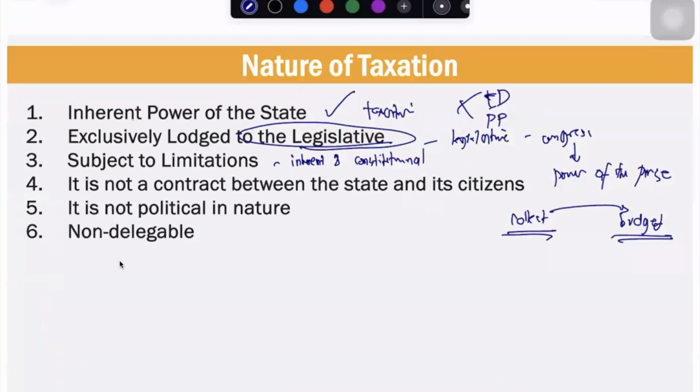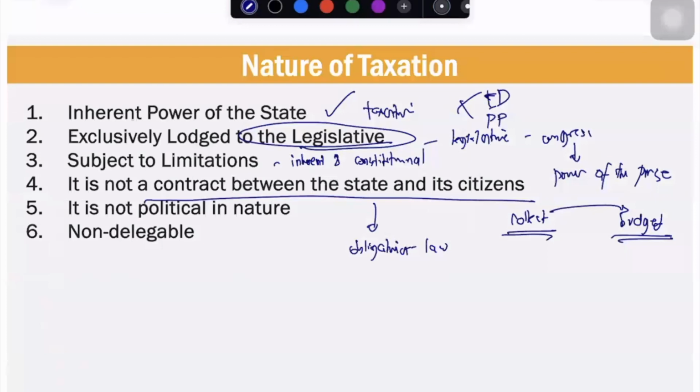Fourth, it is not a contract between the state and its citizens, because the obligation here is based on the law. Next, it is not political in nature. So when we say it is not political in nature, it means that even if there's a change in the politics or whoever manages the Philippines, taxes will still be imposed. Lastly, it is non-delegable. It is only within the power of the legislature.